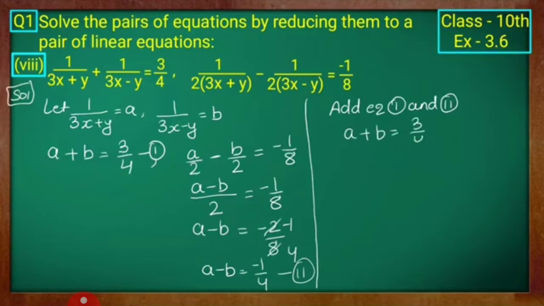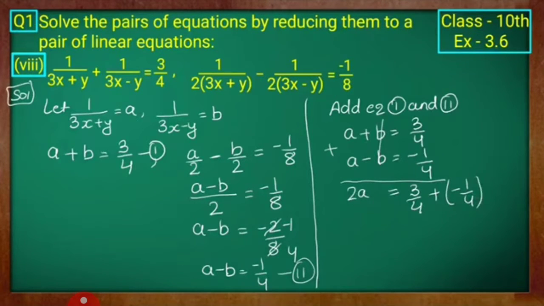Now solve this pair of linear equations by any algebraic method as per your convenience. By the elimination method, I am going to solve this pair of linear equations by adding 1 and 2 to eliminate the b term, because both the b terms have opposite signs. So after adding, a plus a, and b will be cancelled. So 3 upon 4 plus minus 1 upon 4. So it would be written like that. Simplify this right side by taking LCM and removing the bracket.